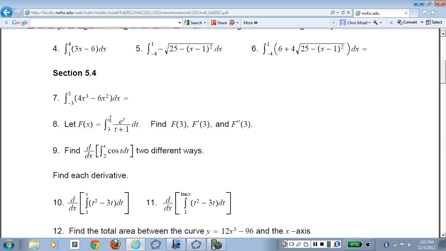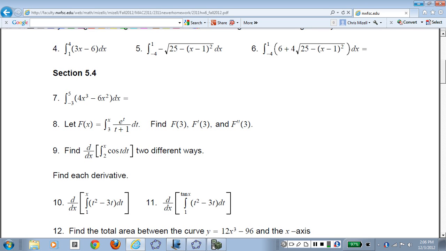For f of 3, you put the 3 right there, and what do you get? 0. You get 0. For f prime of 3, you first find f prime of x by taking the derivative of this. Don't worry about that expression. By the fundamental theorem of calculus, all you have to do is put x's in there for the t's, and you have e to the x over x plus 1. And then you substitute 3 for x. So it's e cubed over 3 plus 1. That's all there is for the b part.